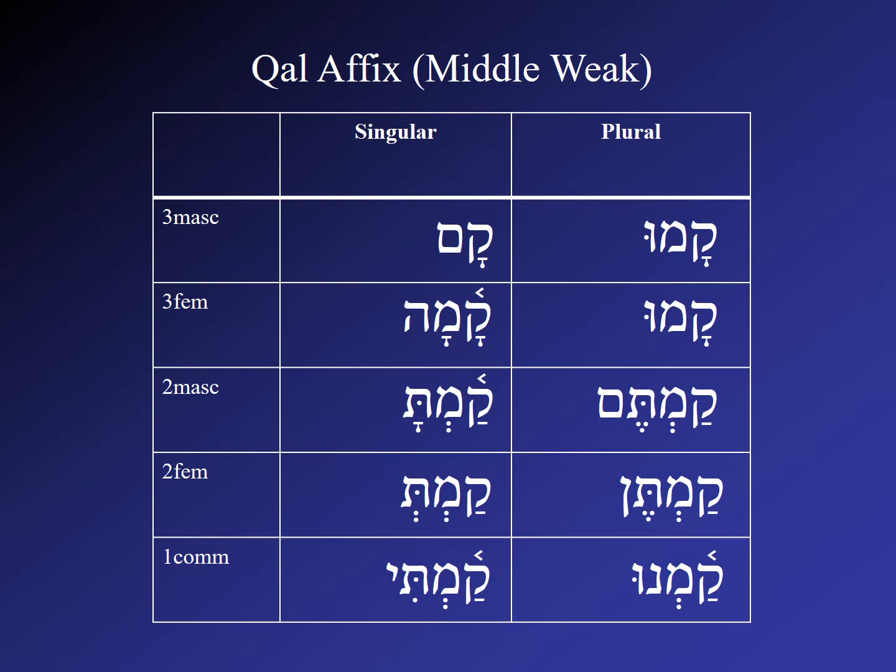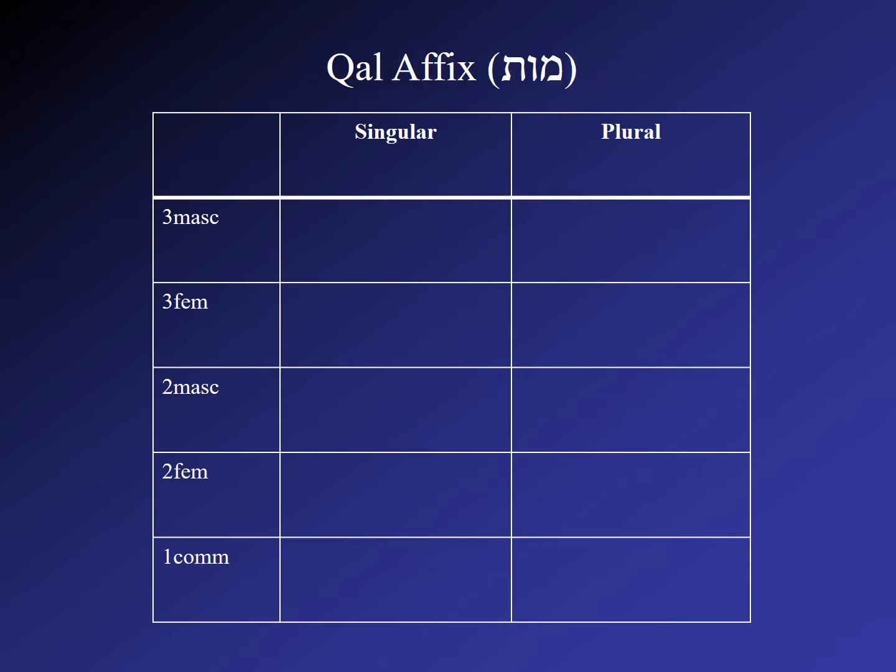Note the A-class vowels all the way through under the first root radical. Here is the Kal affix of the root mut, which varies slightly from the typical form. First in the vowels, and second because it ends in a tav itself. So, third masculine singular is met. Notice that we have a tsere here. Instead of kam, which is an A-class vowel, we have met. This is also true in the feminine, meta. Note that it's fully written there with the hey. Now in the second masculine singular, we move to the A-class vowel, so mata. This is typically written fully with that third hey.